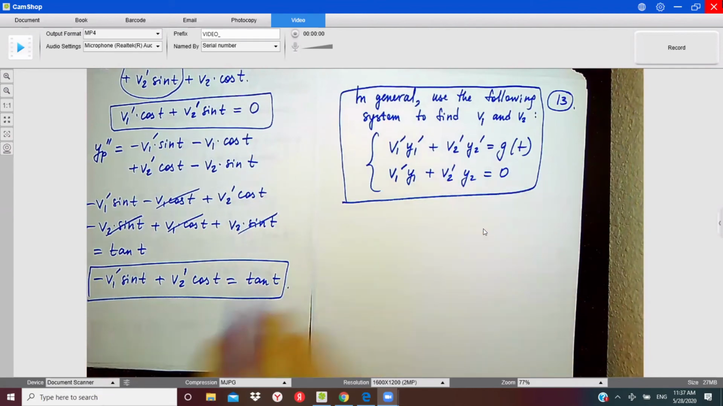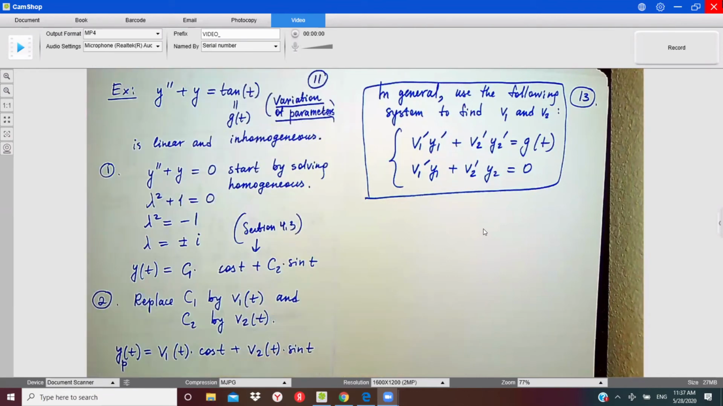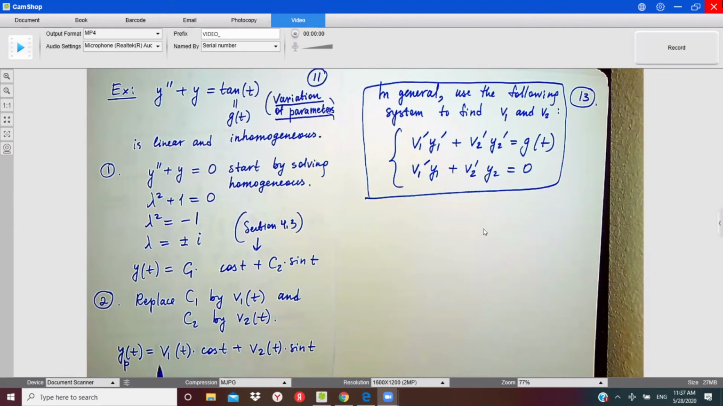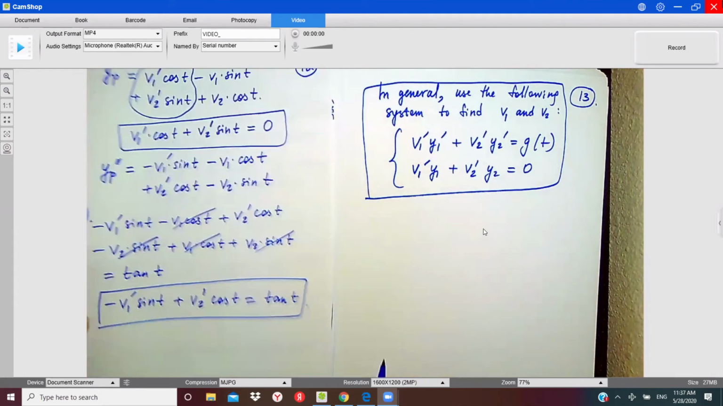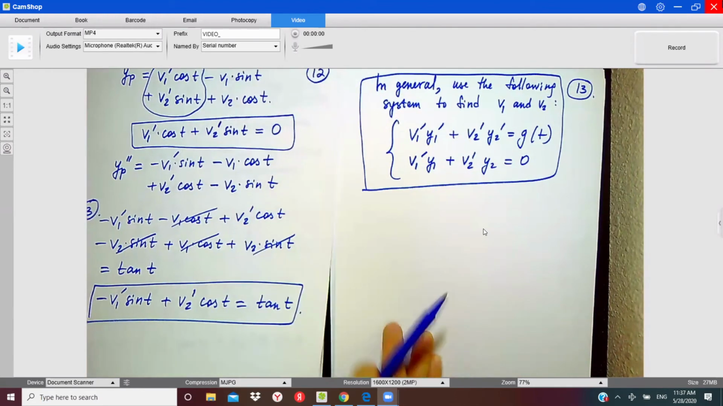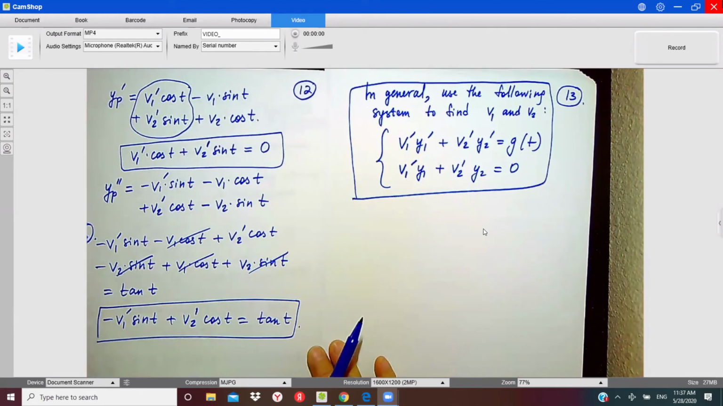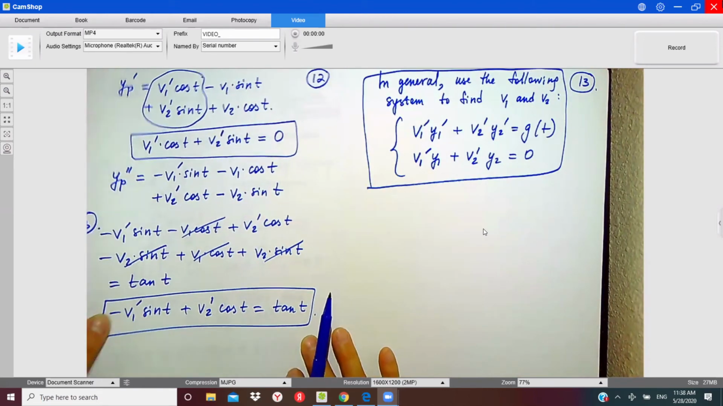So here, again, v sub 1 and v sub 2, those are the functions we use when we replace c sub 1 and c sub 2 by v sub 1 of t and v sub 2 of t. And y sub 1, y sub 2, those are your fundamental solutions. This is y sub 1, this is y sub 2. All right, so any questions? So yeah, we're getting close to the end of this lecture.